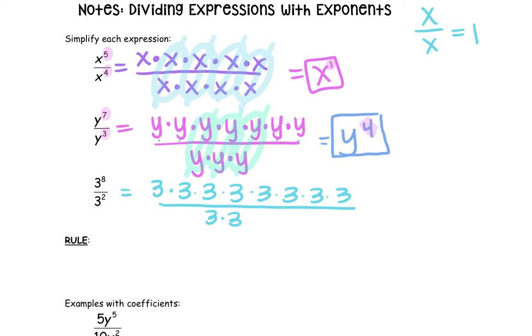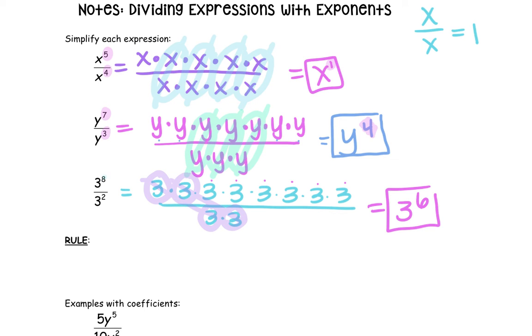So if we take a 3 from the numerator and a 3 from the denominator, they cancel. And another 3 from the numerator and another 3 from the denominator, they cancel. And we are left with 3 times 3 times 3 times 3 times 3 times 3. We are left with 3 to the 6th power in the numerator.